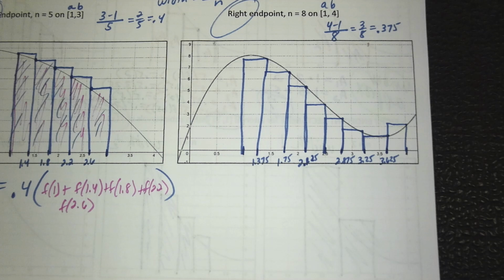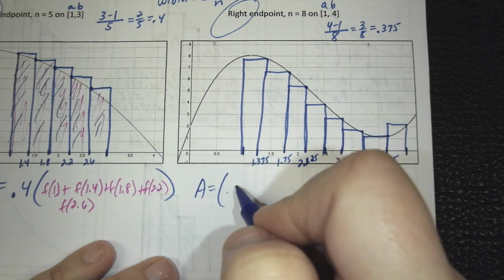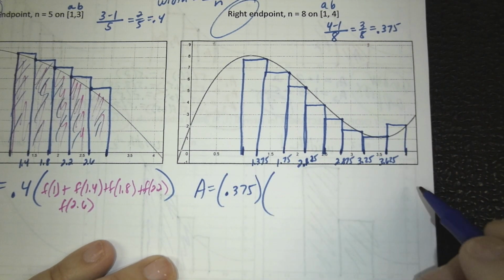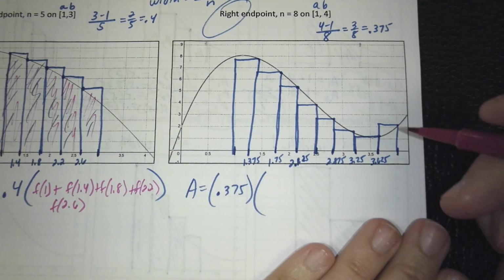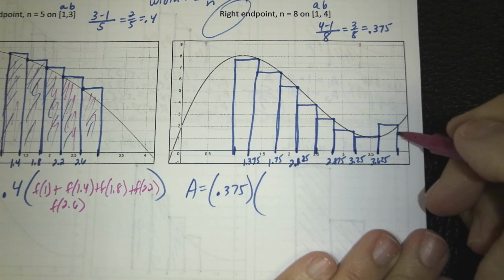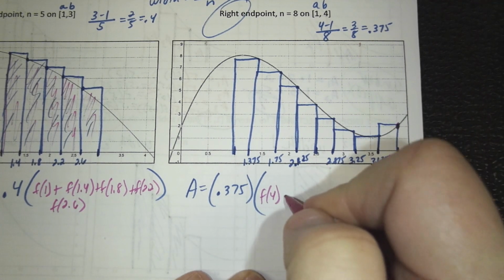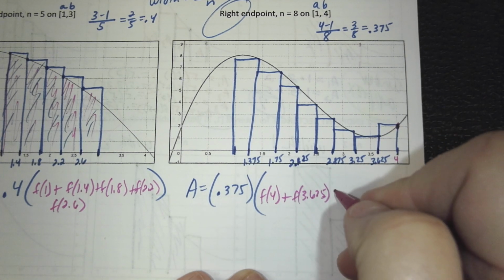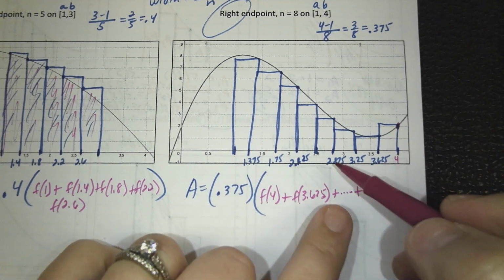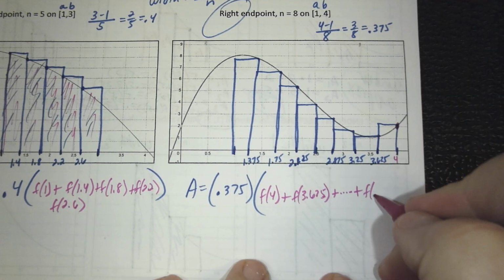But again, if I were writing a formula to find all of these, my area formula would be the width of each one, which happens to be the same, 0.375, times the height of each one. So let's go over the height over here on the right. What's the height of this one? This was 4. What was the height of it then? F of 4. And then you'd add, we're not going to write all of them, F of 3.625. And then you'd add all the way, what would be the last height that I add? F of 1 or F of 1.375? You got it.